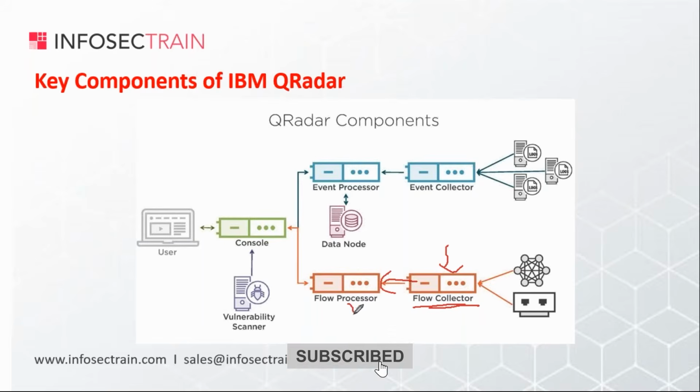Then next, as soon as data is being received by your flow processor, which sort of data will it be? It will be, of course, normalized and raw flows, right? Normalized raw flows will be collected via the flow processor from the flow collector, and then again it will store the logs within itself, in its own storage capacity, if a data node is not available. If a data node is present, then it will store the logs in your data node.